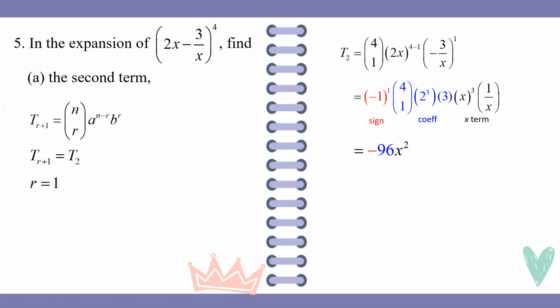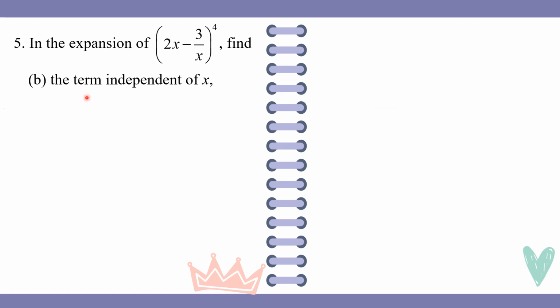Next, to find a specific term such as the term independent of x, we'll use the general term here. The objective is actually to find the value of r first so that we know exactly which term will have the term independent of x. So we know that n value will be 4, and we'll put r as r here. The a term will be 2x. The b term will be negative 3 over x.